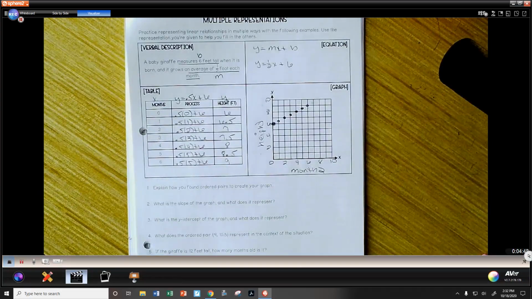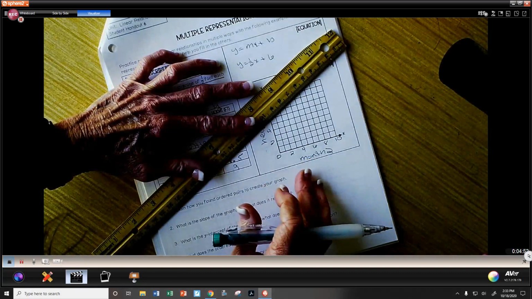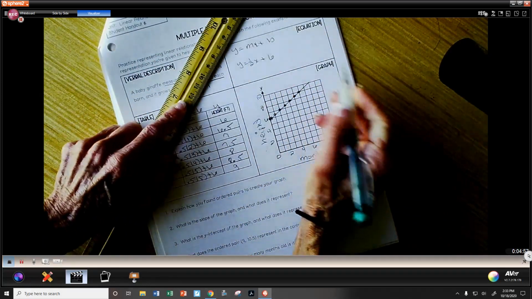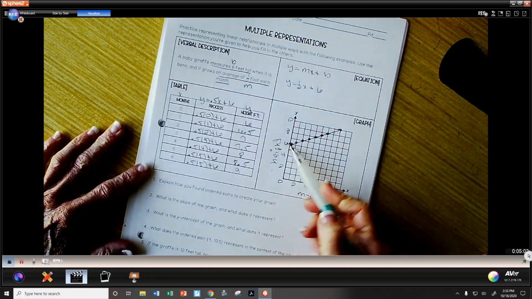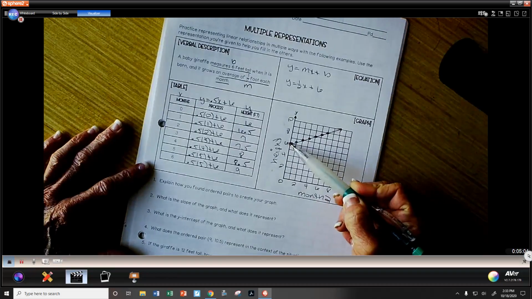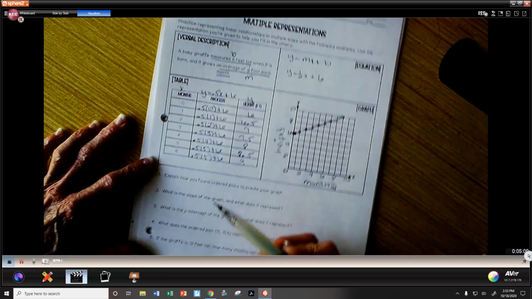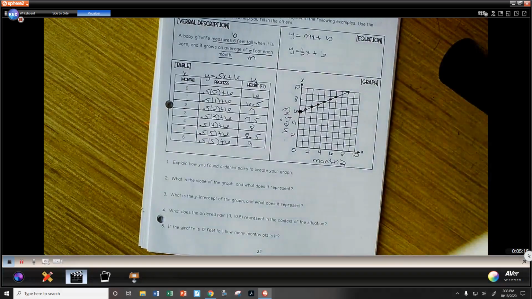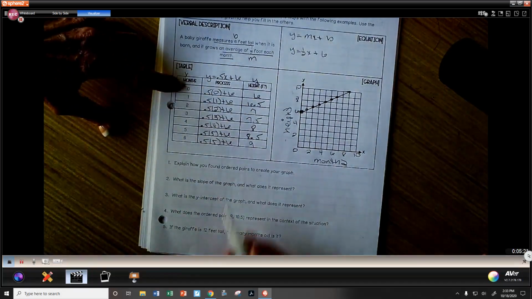All right, so here we go. I'm going to use my ruler to draw a line so I have a nice straight line, and I'm going to do my best to go through the dots. Now notice I only put an arrow on one end because the baby giraffe can't be less than 6 feet tall. He's only going to get taller. Now, explain how you found the ordered pairs to create the graph. Well, we found the ordered pairs from the table, right? They're right there. This is 0, 6.